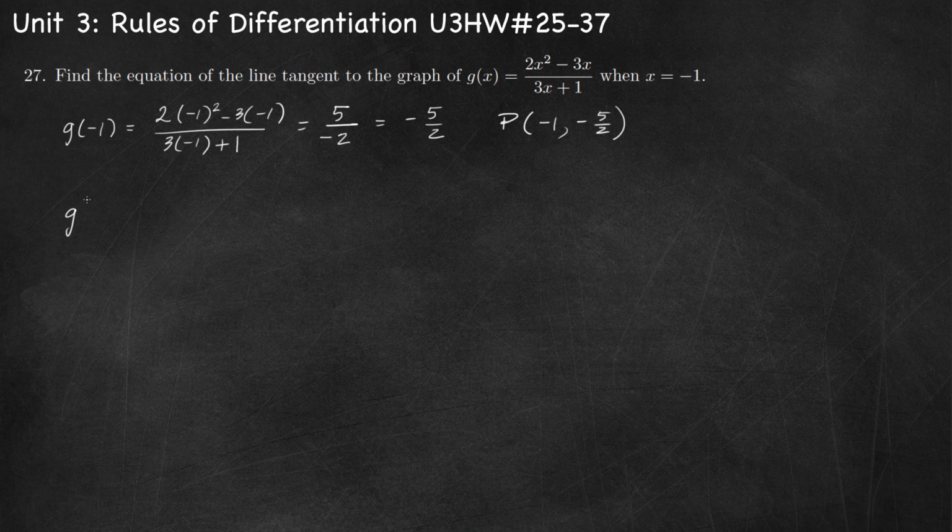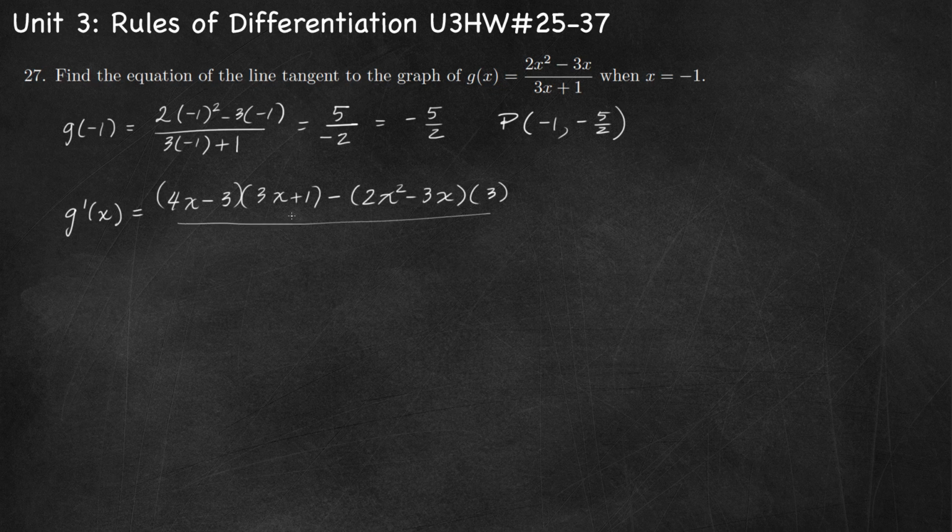Now before I find g prime of negative 1, I want to find g prime of x. And to find g prime of x, I'm going to use the quotient rule. So I need the derivative of the top, is 4x minus 3, times the bottom, 3x plus 1, minus top, so 2x squared minus 3x, times the derivative of the bottom, which is just 3, and all of that over the bottom squared.